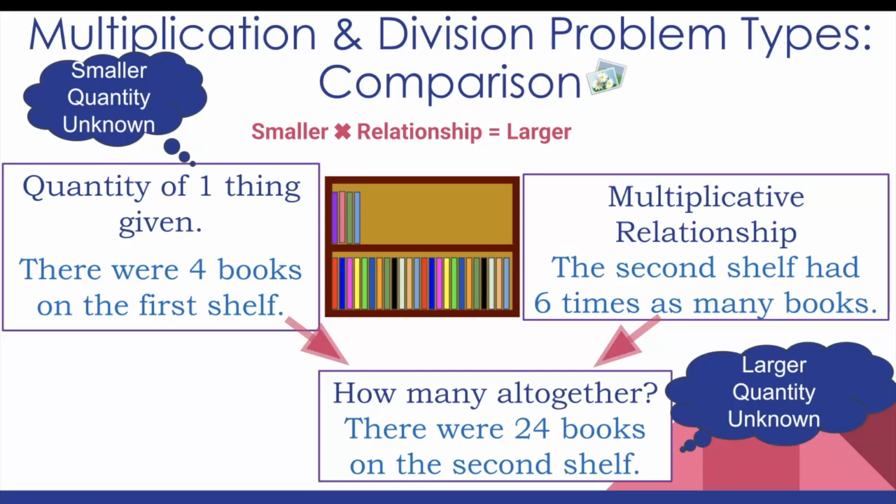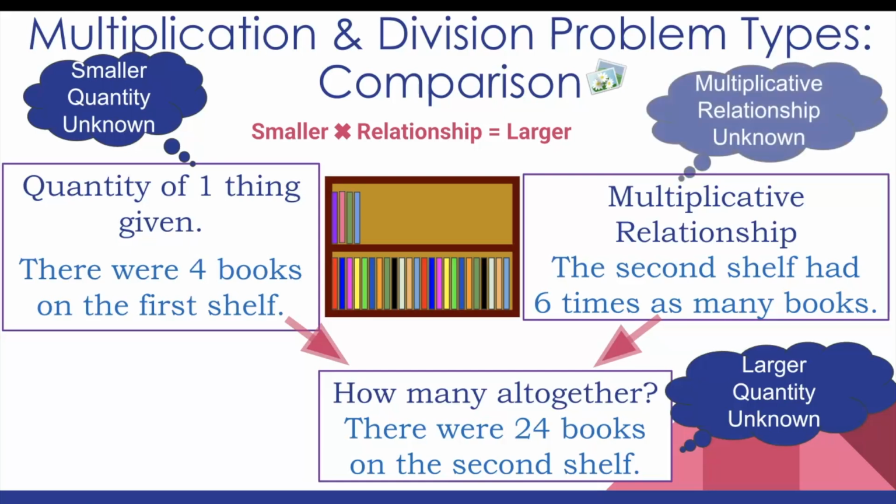Or the multiplicative relationship can be unknown. The first shelf has 4 books. The second shelf has 24 books. How many times more books does the second shelf have than the first shelf?